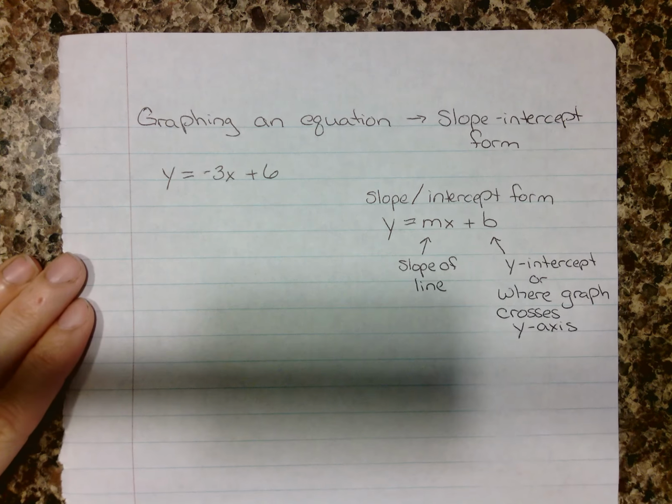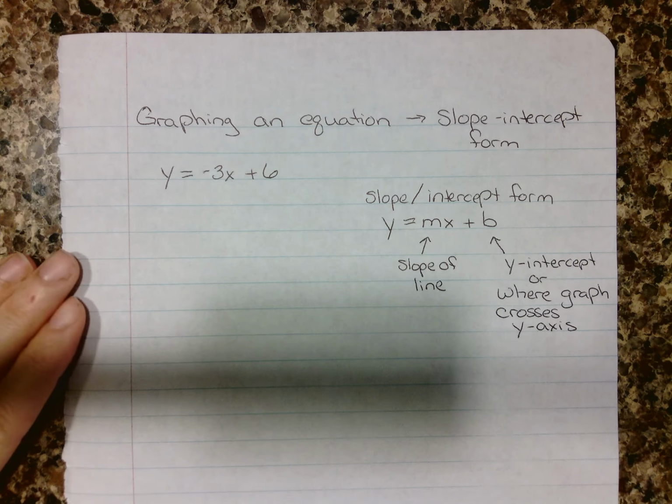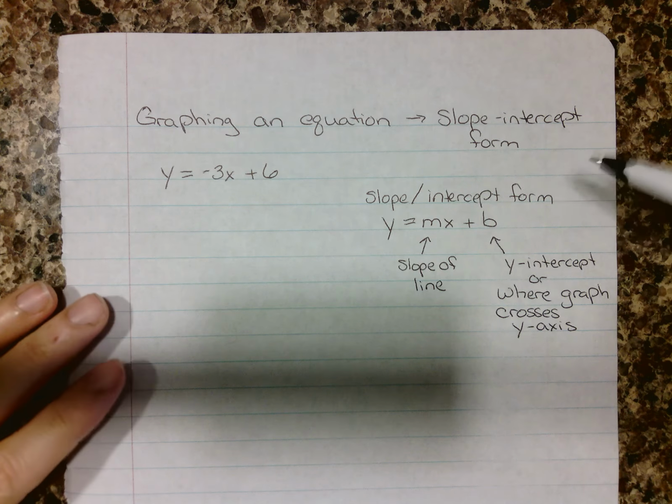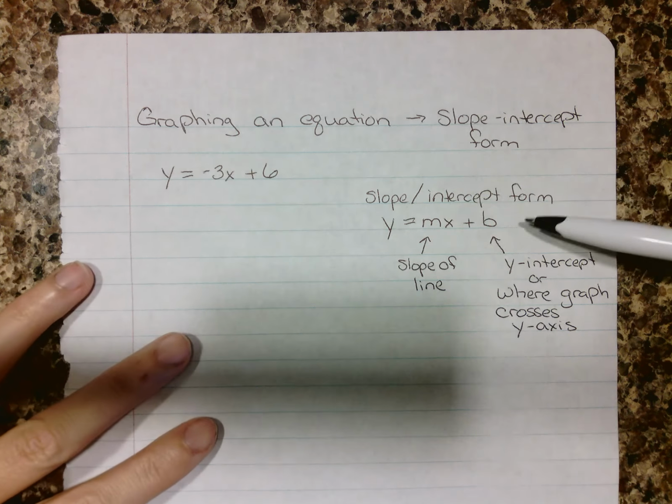If you are given a graph in slope-intercept form, this is how you would graph it. There are a couple different ways. But first, let's understand what slope-intercept form means.